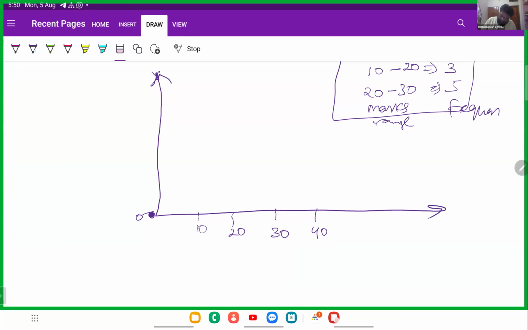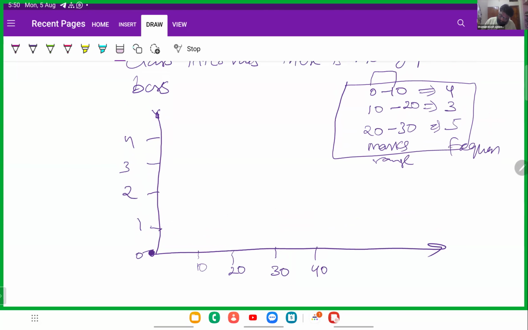So here on the y-axis I am going with 1, 2, 3, 4, 5. Now you see 0 to 10, how many students are there? 4 students. So what I will do, from 0 up to 4, so here 0, 4, and here 10. So 0 to 10, 4 students. Any confusion in this? Next, 10 to 20. So on 10, 3, and on 20, 3. So 10 to 20, 3 students. This is frequency. This is class interval.